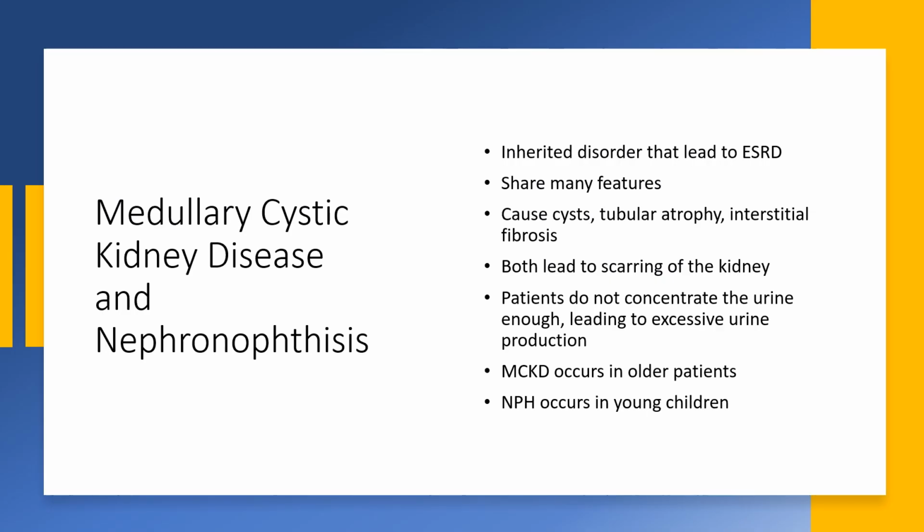Medullary cystic kidney disease and nephronophthisis. These are inherited disorders that lead to ESRD, and they share many features. They can cause cysts, tubular atrophy, interstitial fibrosis. Both of them lead to that scarring of the kidney that gives us that stony appearance that we looked at on the previous slide. What happens is the patients are not concentrating their urine enough, so this is going to lead to excessive urine production. We're going to see MCKD in older patients and NPH in younger children. They have many of the same features and they share many of the same symptoms.